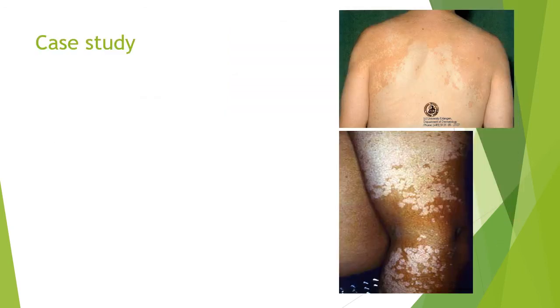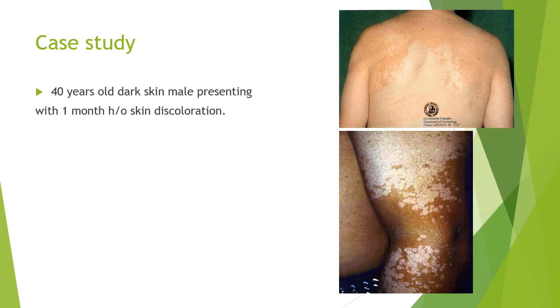So let me give you one example of a case. This is a 40-year-old dark-skinned male who presented with a 1-month history of skin discoloration. This is actually an infection. In dark skin, what you see here is a hypopigmented area, and this is known as tinea versicolor because it changes the color of the skin. On the top picture, actually it's the opposite. If the person has very light skin, the lesions will be darker, so hyperpigmented. So it can be either hypo or hyperpigmented.